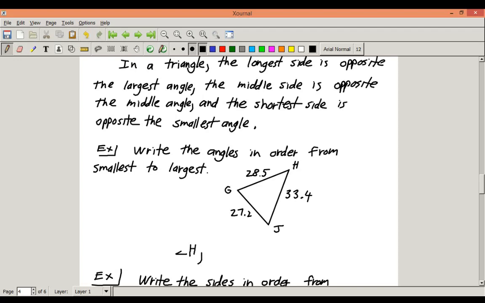Okay, now let's find the middle side in length. That'd be the 28.5, wouldn't it? So the middle side is 28.5. That means angle J, which is across from that side, is the middle angle.